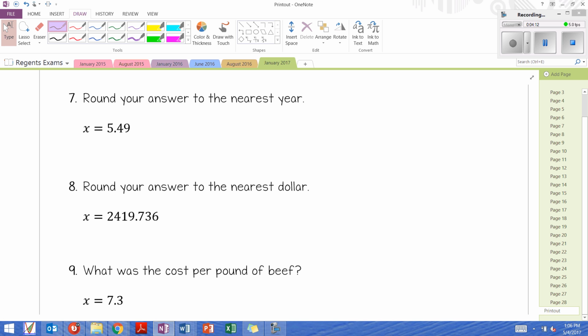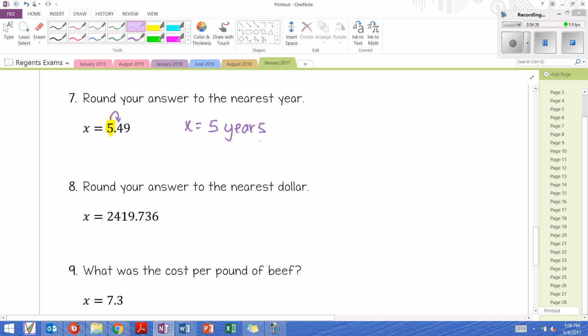Number 7, round your answer to the nearest year. Again, all they're saying is lose the decimal in a fancy way. So here's a 5, and let's look to the right, and we can see the 5 stays a 5. So our answer would be x equals 5 years.